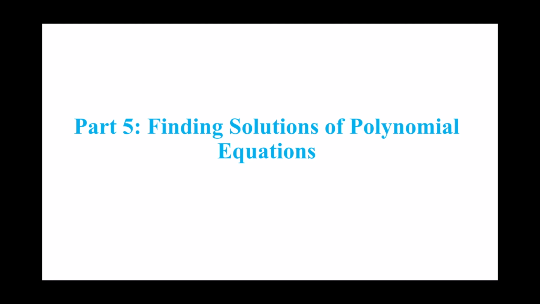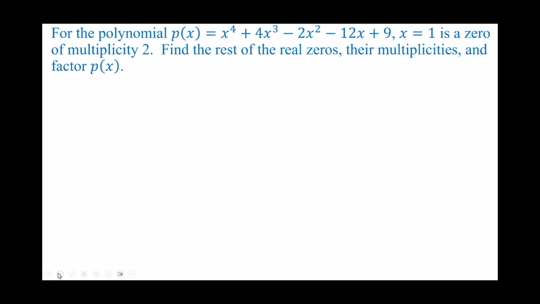Part 5, Finding Solutions of Polynomial Equations. For the polynomial p of x equals x to the fourth plus 4x cubed minus 2x squared minus 12x plus 9, x equals 1 is a zero of multiplicity 2. Find the rest of the real zeros, their multiplicities, and factor p of x.